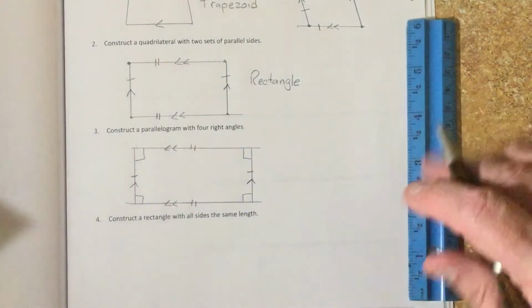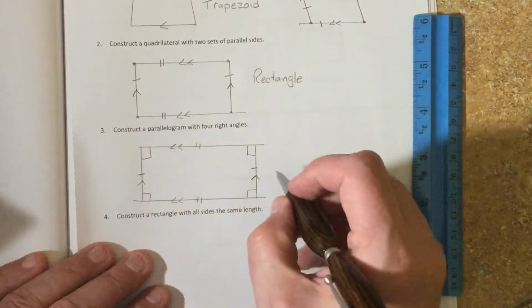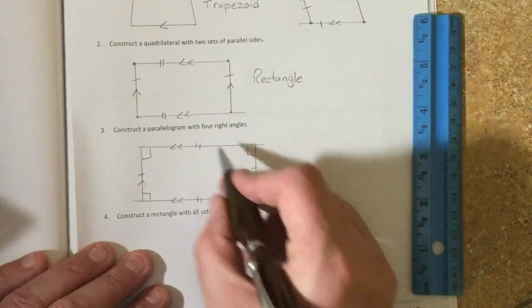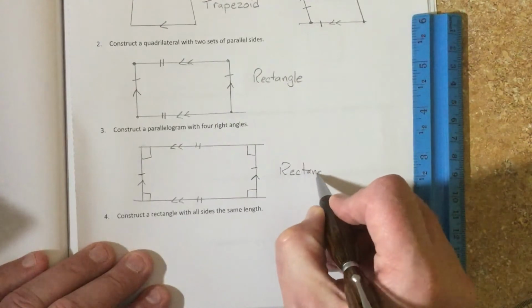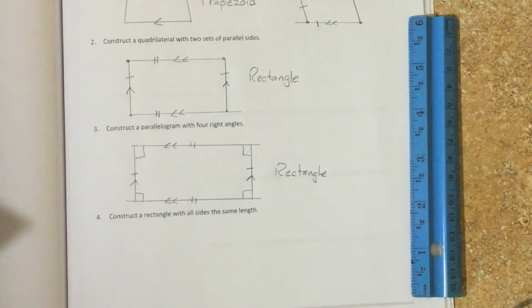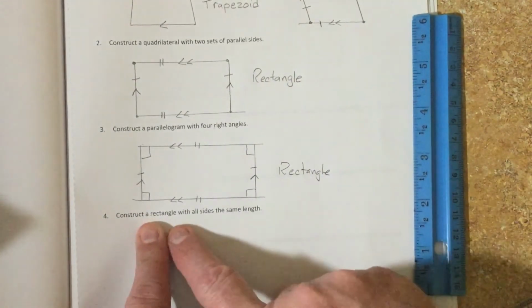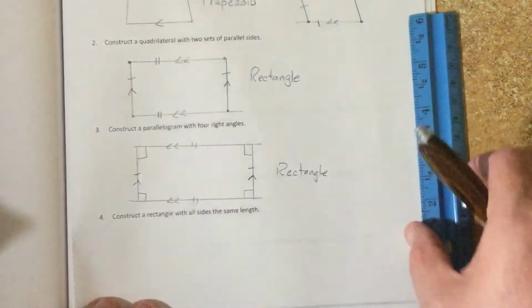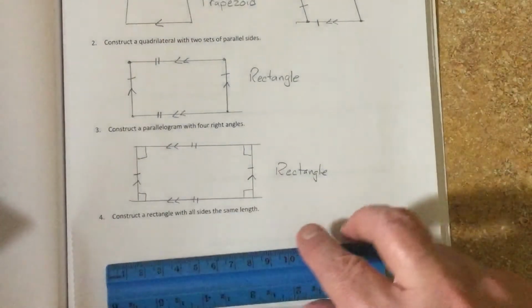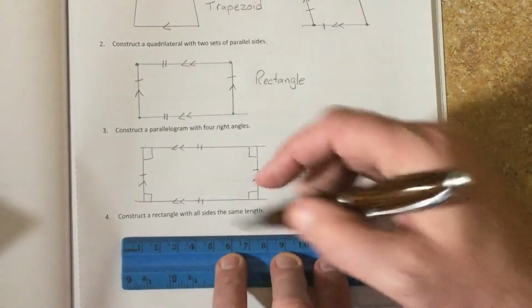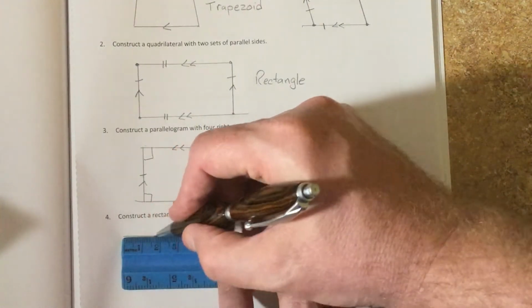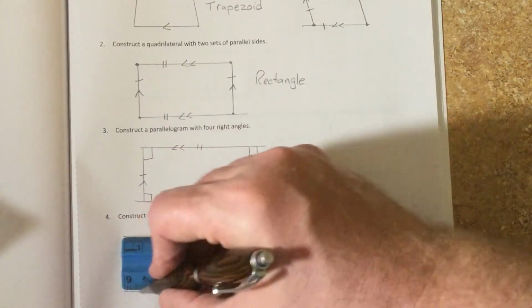So again, same figure. I've just included the right angles this time. So it is a rectangle. And construct a rectangle with all 4 sides the same length. Now, I know that you guys are thinking that I know what this is already. And you are correct. It would be a square.